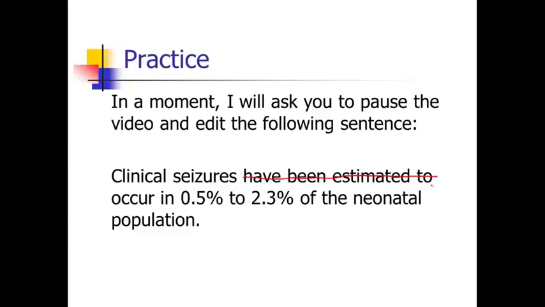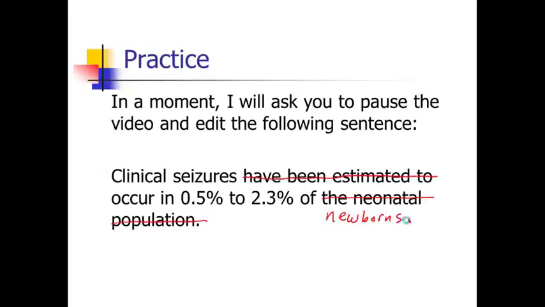Now you might have thought, oh, neonatal population, that sounds really important, I better leave it untouched. And in fact, the first time I edited this sentence, I missed this. But what is a neonatal population? So neo means new, nate means born. So this is just a fancy way of saying newborns.